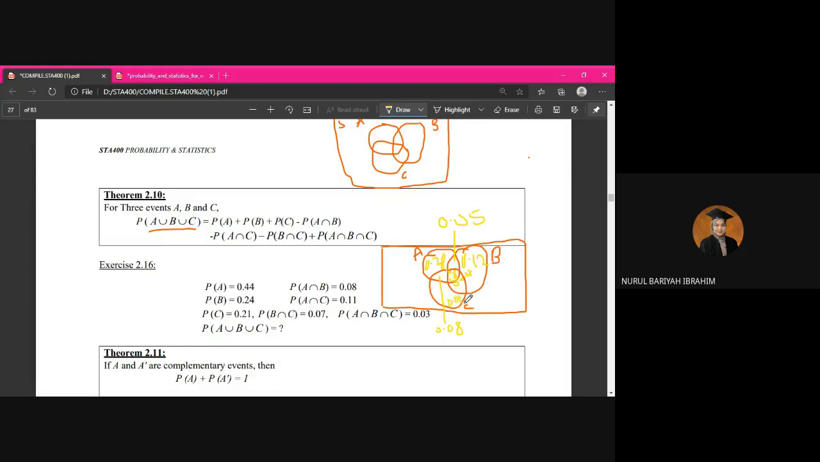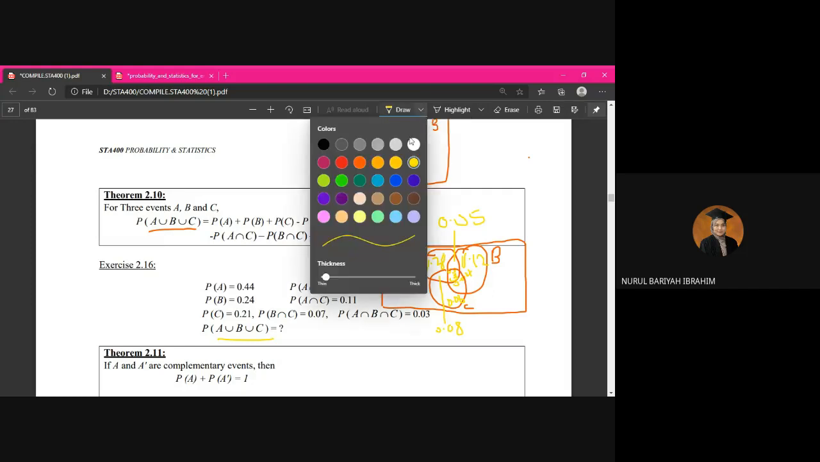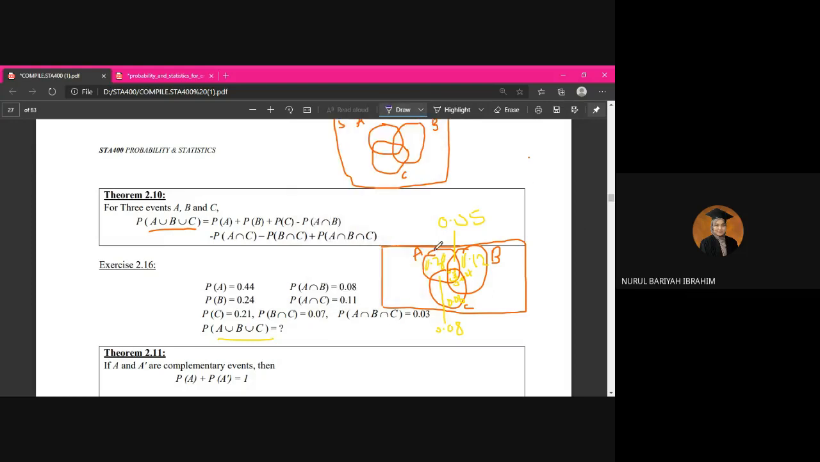Okay. So if we don't want to use this formula to find probability of A union B union C, it means we add all these elements: 0.28 plus 0.05 plus 0.12 plus 0.03 plus 0.04 plus 0.06 plus 0.08. You will get the same answer as when you use the formula. So, the advantage of a Venn diagram is that you can find more.